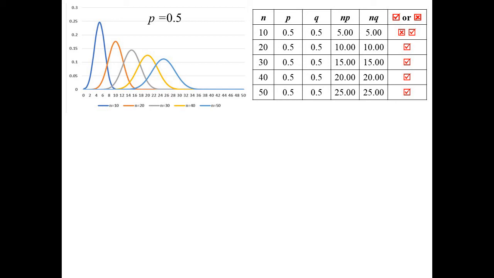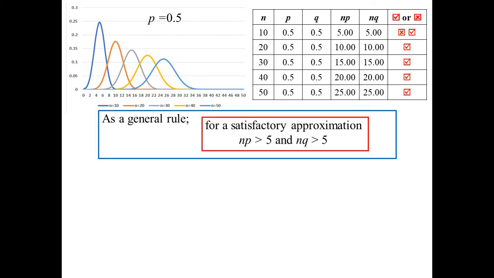What sort of rule can we come up with for this? Have a look at what np is and also nq. Once it starts getting above 5 for both of those, the curve seems to be all right. So there's a rule of thumb we can use. If np and nq are both above 5, then I'm happy to use a normal approximation for the binomial distribution.